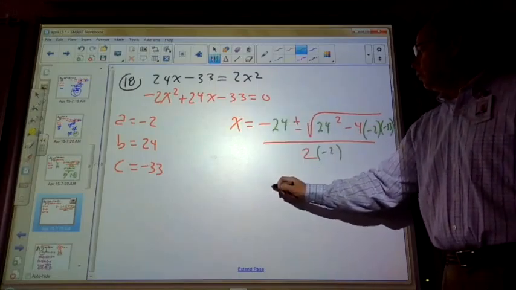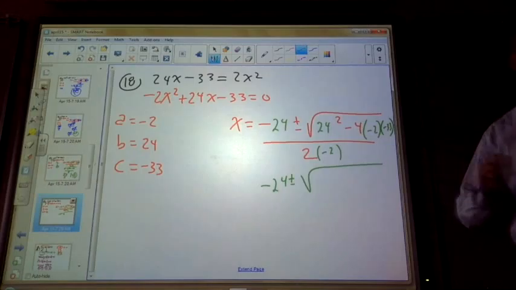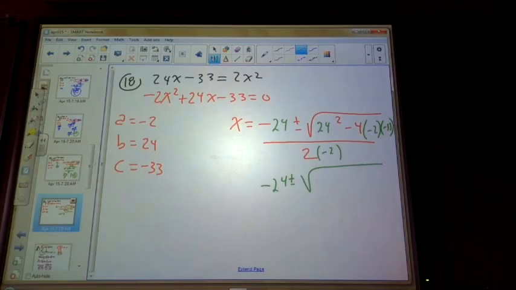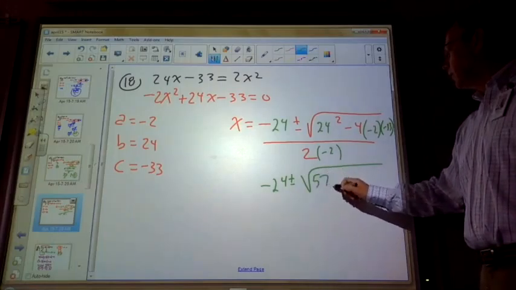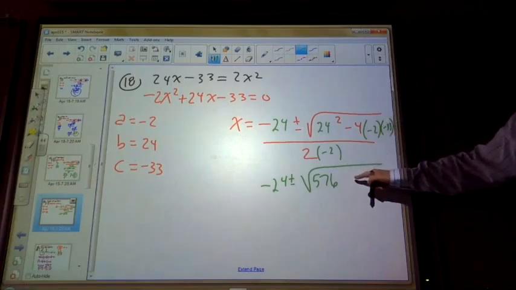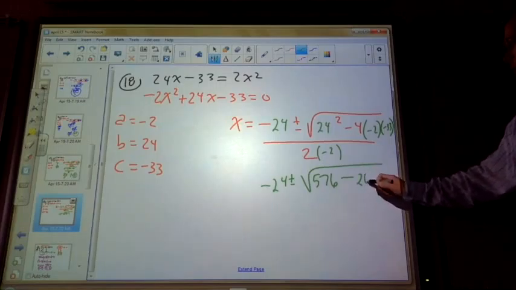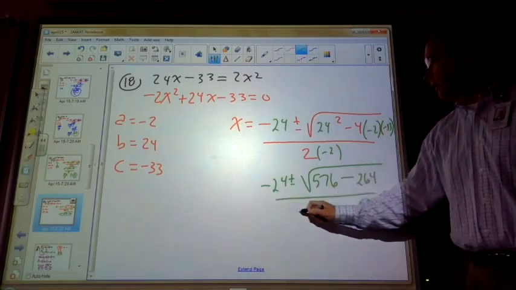Okay, so I get negative 24. I'm okay with that. Plus or minus 24 squared. Is that 676? Is it? 576? Oh, man, I was 100 off. Thank you. Okay, so I have negative times negative times negative. So my answer here is going to be what? Negative. Okay. Let's see. 4 times 2 is 8. 8 times 33. 264. Thank you. All over negative 4.